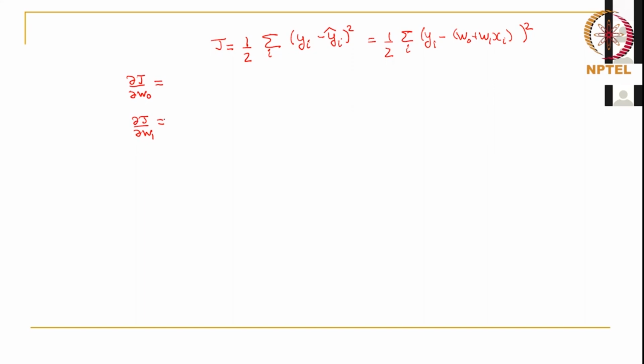Anyone? Del J del W0 is summation of minus yi plus W0 plus W1 xi. Okay. How else could you write it? Summation del J del W0. How did you calculate it? Okay, so let me just give you an easy way of doing so.